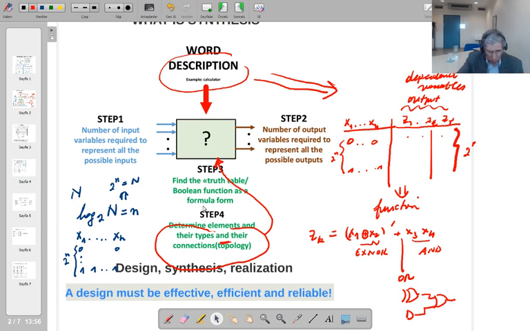Because we know that in order to run these integrated circuits, we need a DC source connected to those. So from this DC source, we are getting the energy. This energy is the energy consumed by the system. The less electrical energy we use, the higher the efficiency of our system. And the last criterion for a design is reliability.